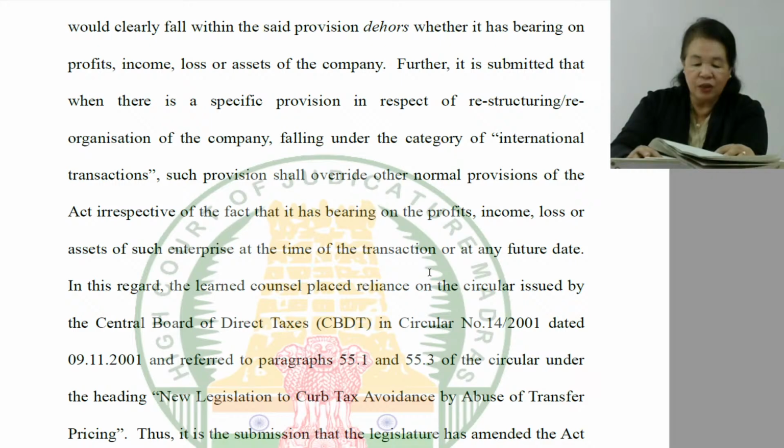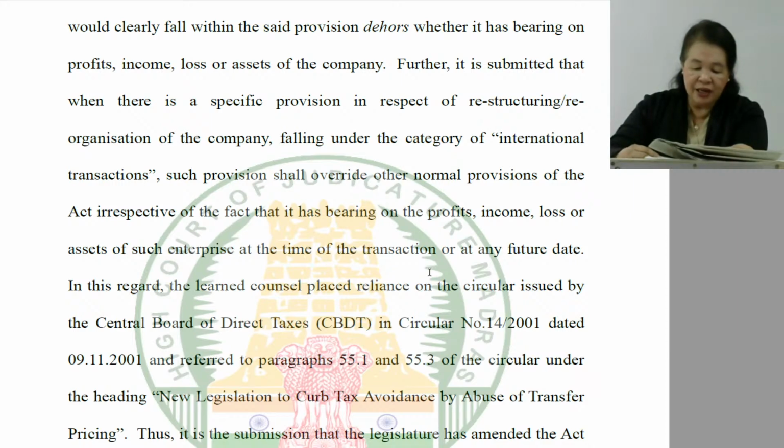Further, it is submitted that when there is a specific provision in respect of restructuring the organization of the company falling under the category of international transaction, such provision shall override other normal provisions of the Act. Oh? Kasi pumasok na dito yung international transaction dahil foreign yung company na pinaglipatan. Irrespective of the fact that it has bearing on the profit, income, loss, or assets of such enterprise at the time of the transaction or at any future date.